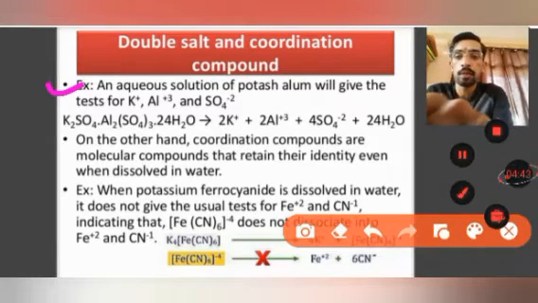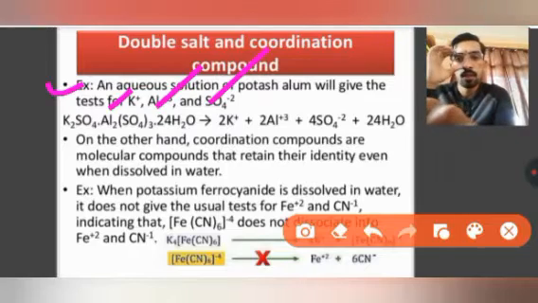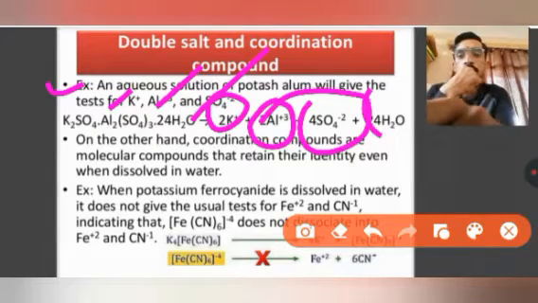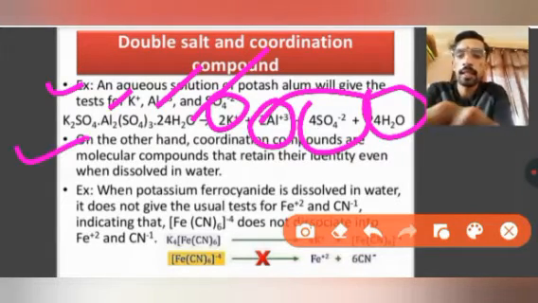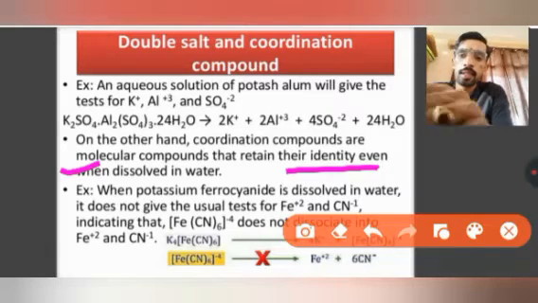For example, an aqueous solution of potash alum, the second double salt crystal which we are going to prepare, will give the tests of potassium, aluminum and sulfate. The formula is K2SO4.Al2(SO4)3.24H2O, which after dissociation gives 2 K+, 2 Al3+, 4 SO4 2- and 24 molecules of water. On the other hand, coordination compounds are molecular compounds that retain their identity even when dissolved in water. This means: what is the difference between double salt and coordinate compound?